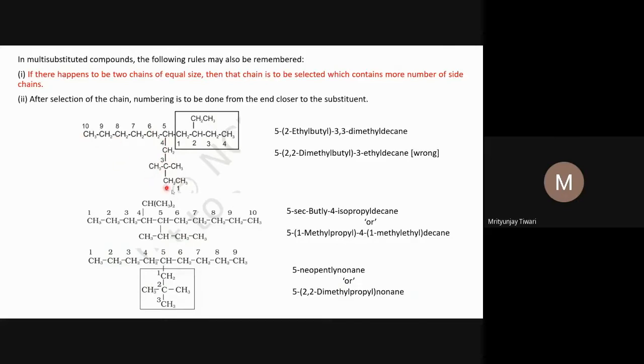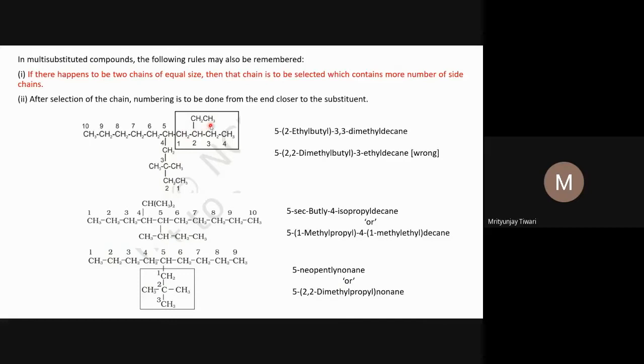And the numbering we have done in this direction, because if you do numbering from here to here, substituents will be at the fifth and seventh positions. If in this direction you go, substituents will be at the third and fifth positions. So numbering is done in this direction. And so to name this compound, what will we do?